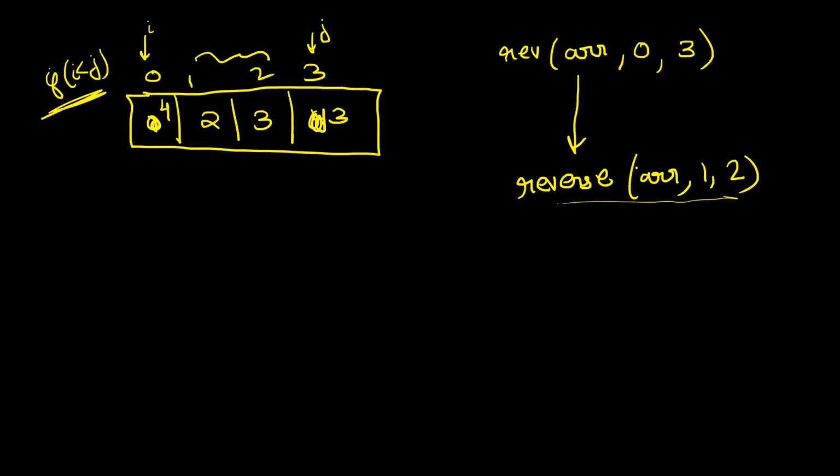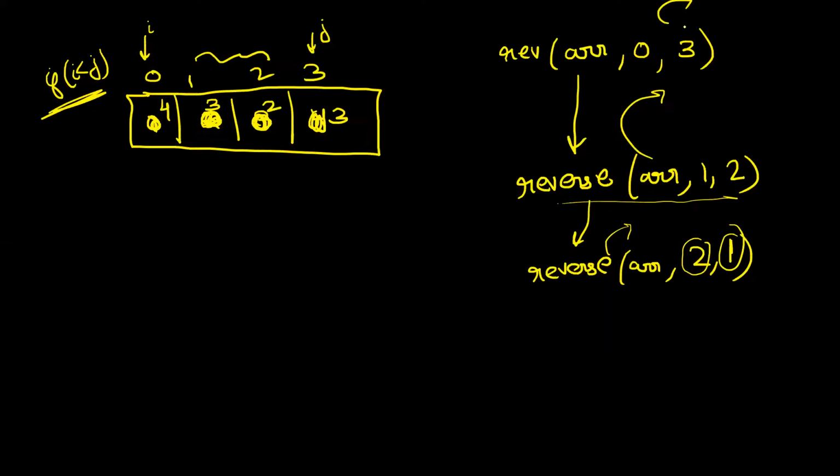So is i less than j? Definitely. So I will swap ARR of 1 with ARR of 2. So 3 comes here, 2 goes here. Swap done. Now I will say, can you reverse the part of the array from index i plus 1 to index j minus 1? Can you reverse the array from index 2 to 1? And now do you see the problem? The starting index is greater than the ending index. So you just have to return. Job done, job done, job done.